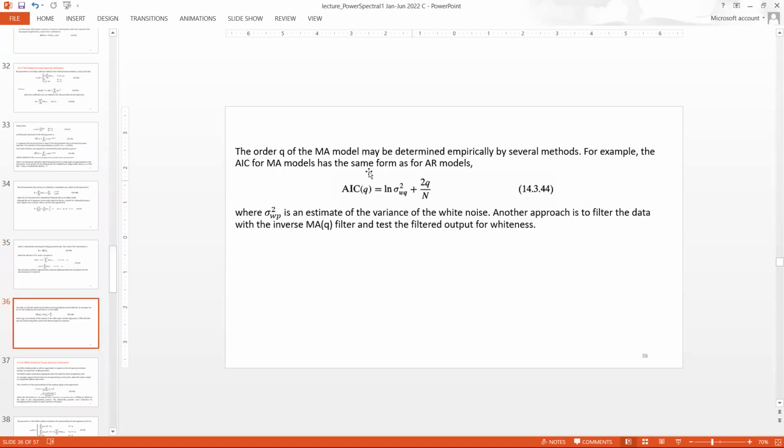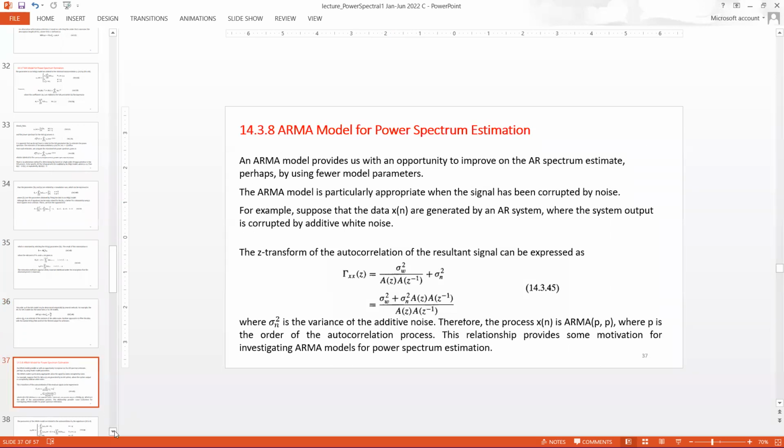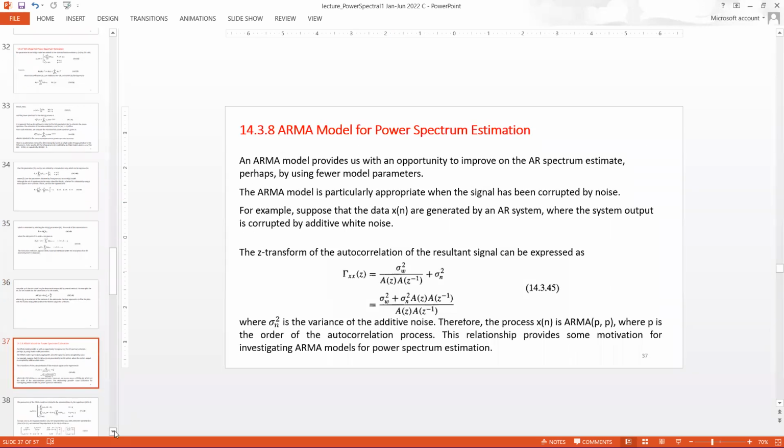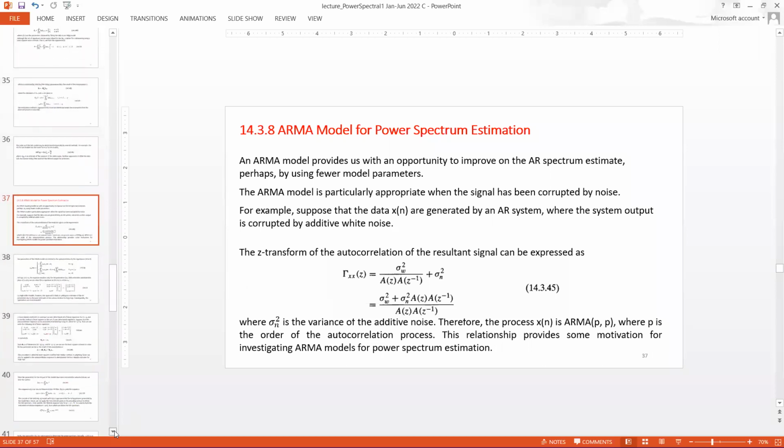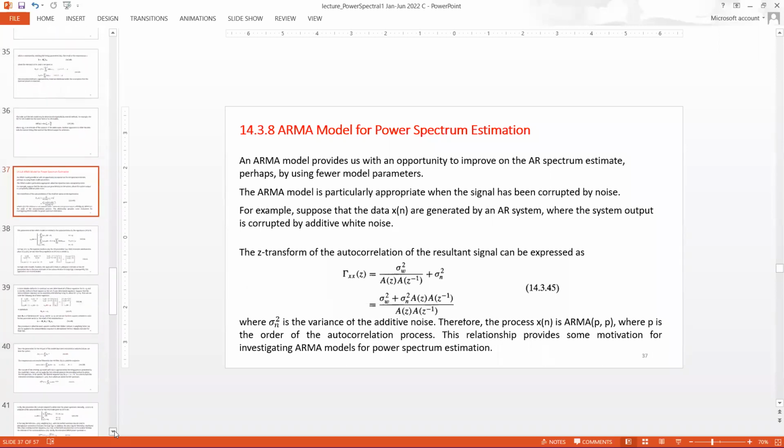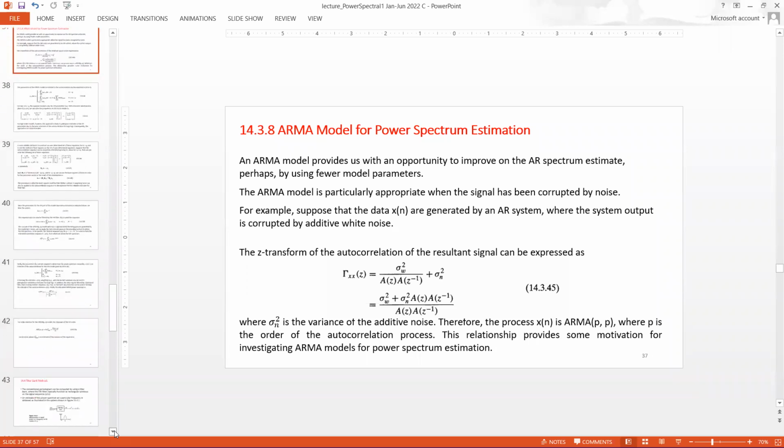So finally another criteria, the information criteria আমরা যেটা দেখেছিলাম আগে, that for Q also, is also applicable for Q as well. So AICQ equal to this equation. We defined it earlier. Then ARMA model power spectrum estimation. আমরা MA model দেখলাম, AR model দেখলাম, now ARMA model for power spectrum estimation.